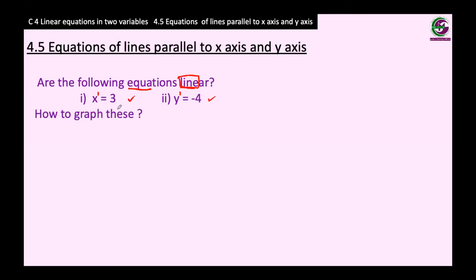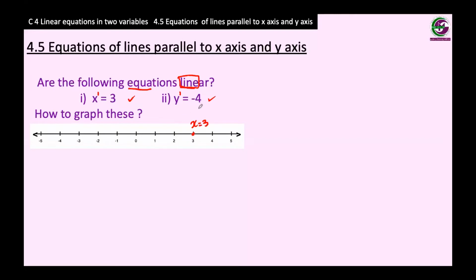How to graph this? If you consider x equal to 3 as an equation with one variable, we can represent it on a number line. Here is a number line. x equal to 3, it doesn't matter whether it is x or y or any other variable. If you have only one variable, just represent it by a point on a number line. x equal to 3. So this is the geometric representation of the equation x is equal to 3.